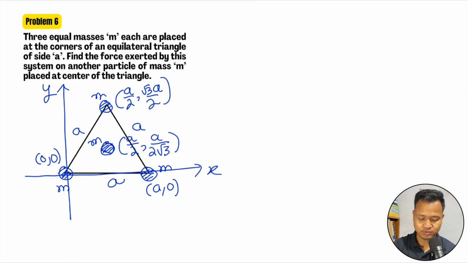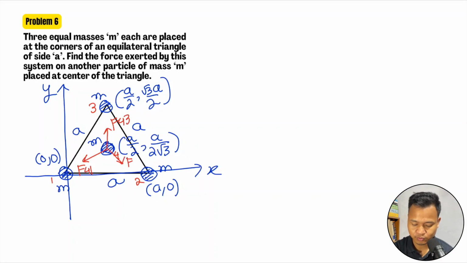Now we find the net force. Let's say masses 1, 2, 3, and the mass at the center is 4. Between 1 and 4 you will have a force of attraction. So you have the force on 4 due to 1, along one side, the force on 4 due to 3, and the force on 4 due to 2.